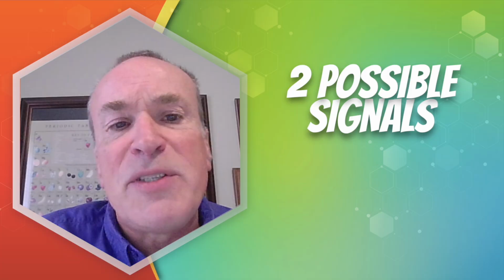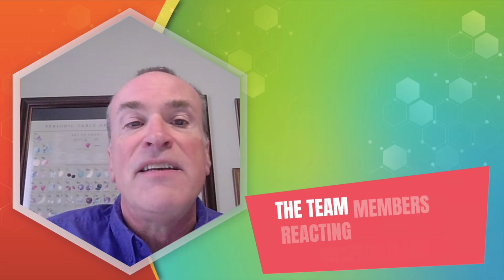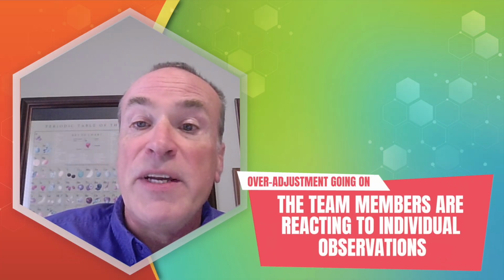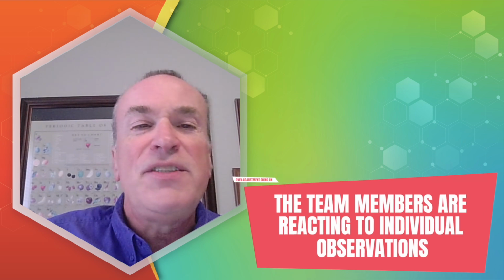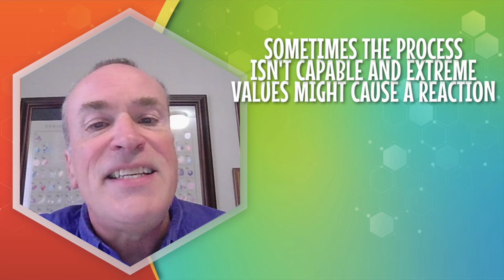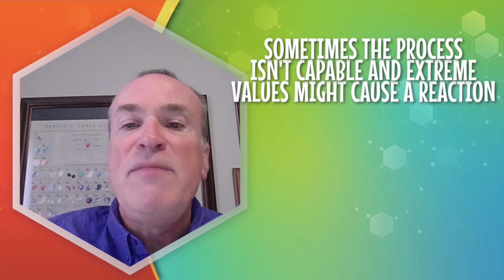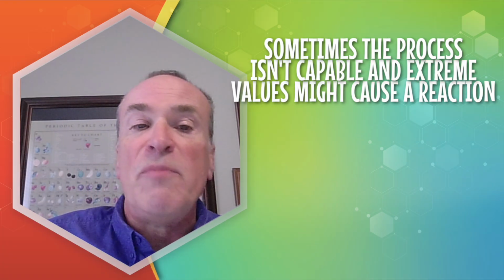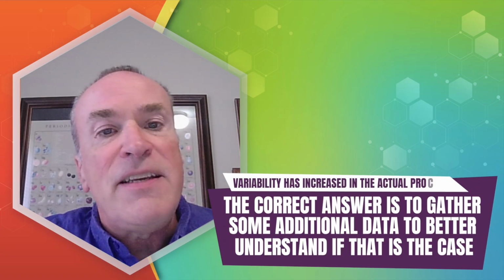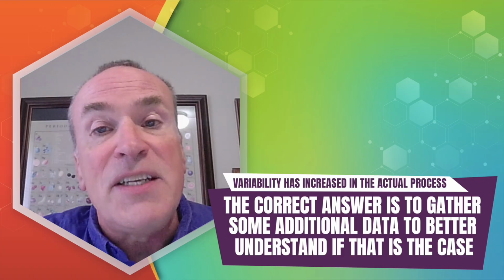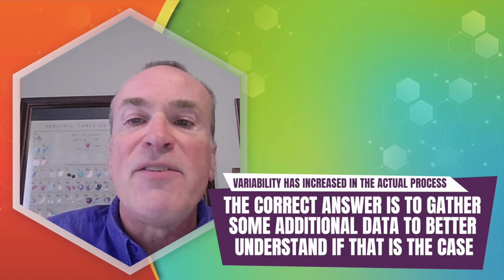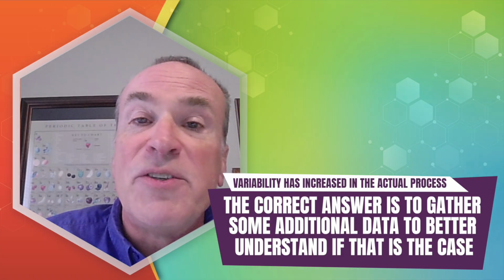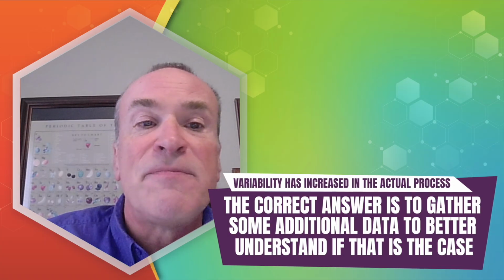There are two possible signals that are realistic. There's overadjustment going on. The team members are reacting to individual observations. Sometimes the process isn't capable, and extreme values, but in control, might cause a reaction. Or variability has actually increased in the process. But probably the correct answer is to gather some additional data to better understand if that's the case.